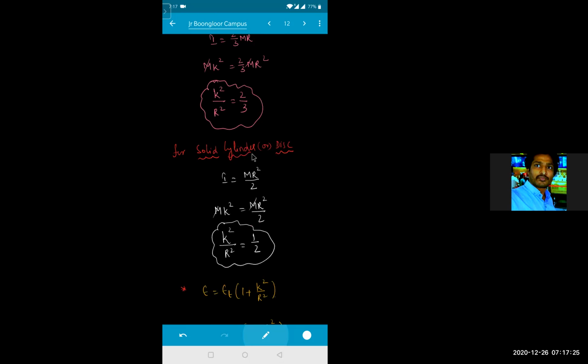Same way for the solid cylinder or disk, the moment of inertia is m r square by 2. The I value is m into k square. This m gets cancelled. So k square by r square is how much for me? 1 by 2.